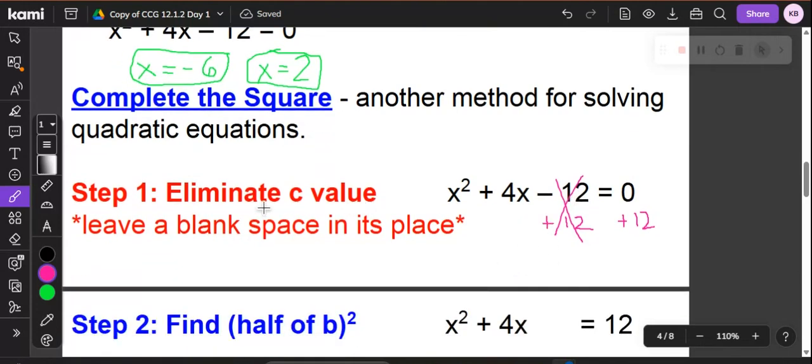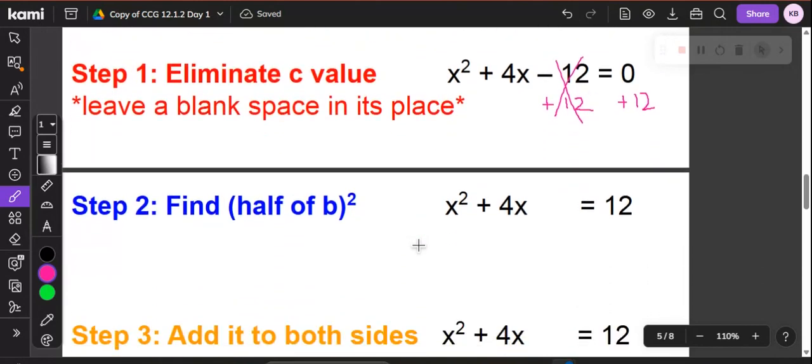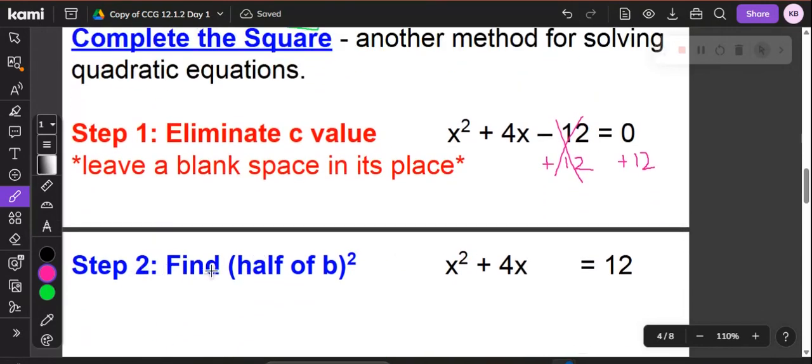And we're going to leave a blank in its space, meaning that when I do -12 and +12 on both sides, I get an equation like this down here. I get x squared plus 4x, and then a blank equals 12. Now my next step is I need to find half of b squared. What we're doing here is creating the perfect square, which we didn't have before, right? Nobody knows the square root of 12, at least not off the top of their head.